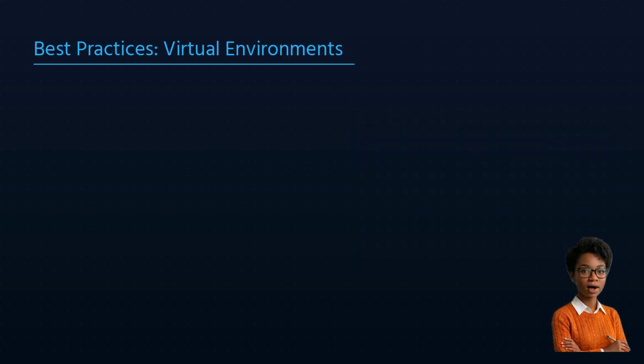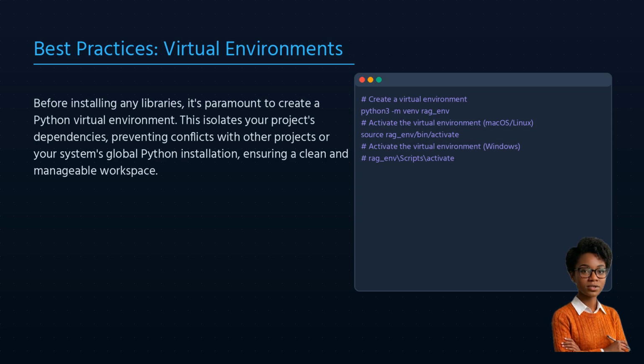The first, and arguably most important, best practice is to always use a Python virtual environment. This keeps your project's dependencies neatly separated from other projects on your machine, preventing the dreaded dependency hell. It's like having a dedicated toolbox for each project, ensuring everything works smoothly and predictably. We'll use venv, Python's built-in module, for this.